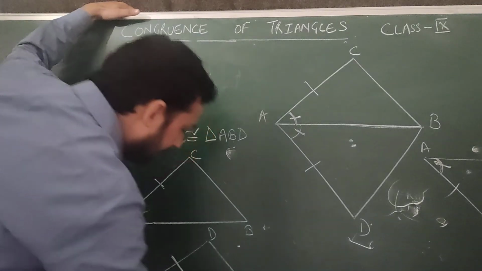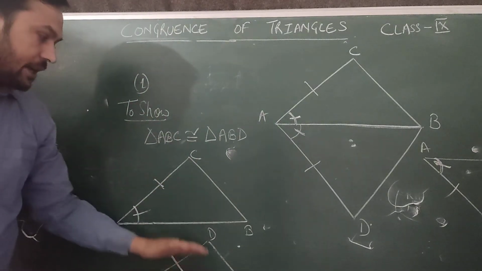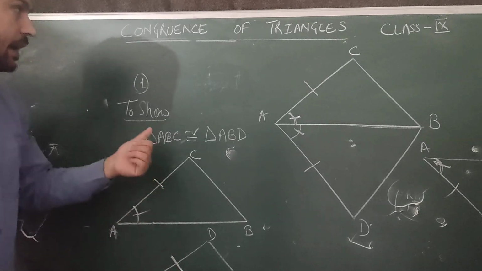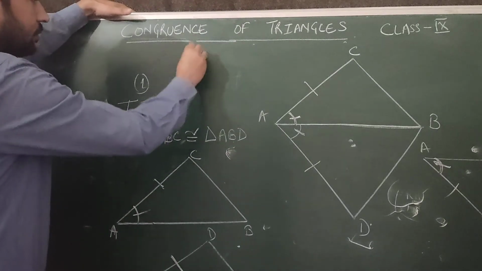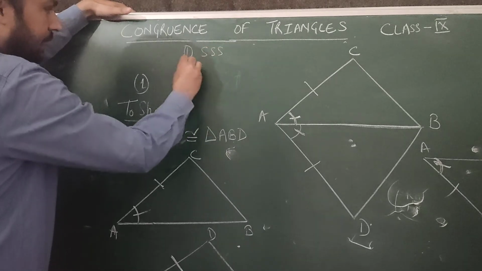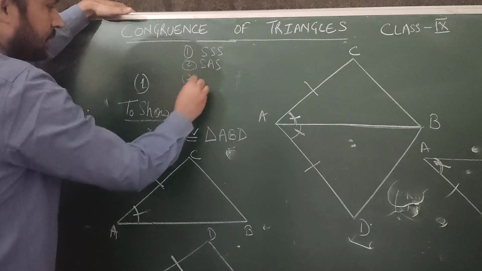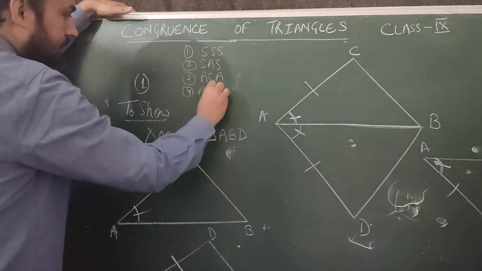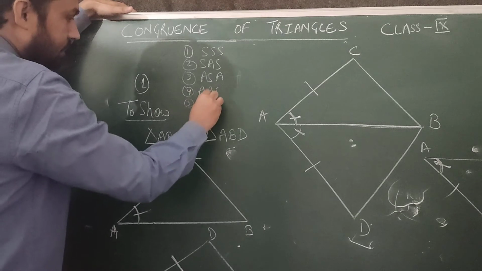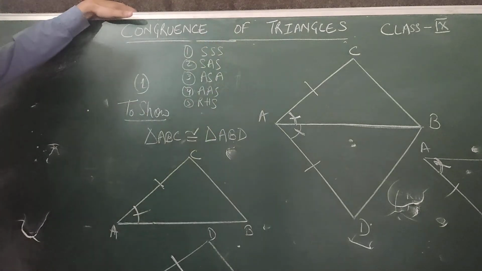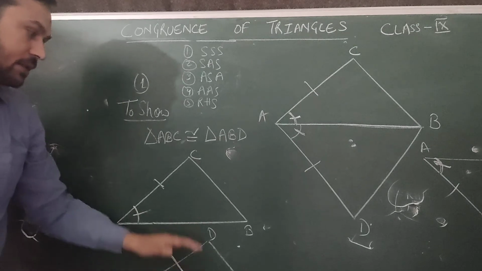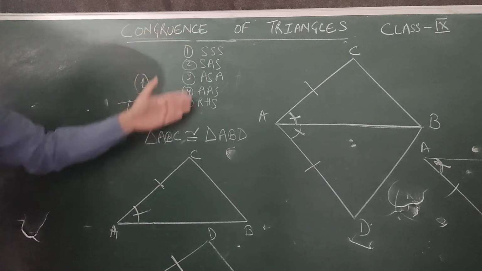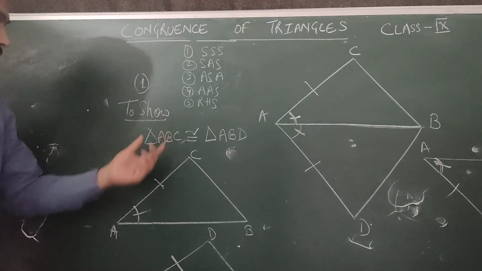Now the question is asking, can we say these two triangles are congruent? So as I told you, you need to observe the figure and see out of the 5 conditions which I gave you, which are side side side, side angle side, angle side angle, angle angle side, and RHS. Using any one of these, we can make the two triangles congruent. We can say the two triangles are congruent if any of these criteria is satisfied here. So for that we need to observe the figure.